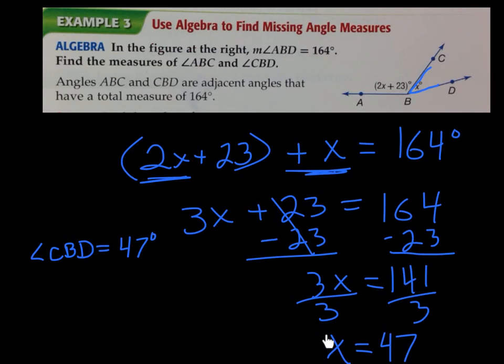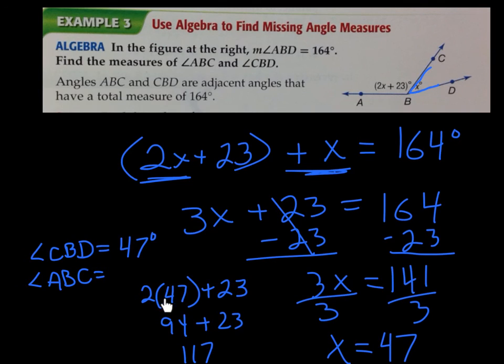So now that I know that, I can go back up here to take a look. I see that x is angle CBD, so angle CBD equals 47 degrees. And now I see that for angle ABC, I'm going to have to plug in x to figure out what that angle equals. So you can see that I've done that right here. I saw that 2x, so 2 times 47, added 23. I worked that out and I got 117 degrees.